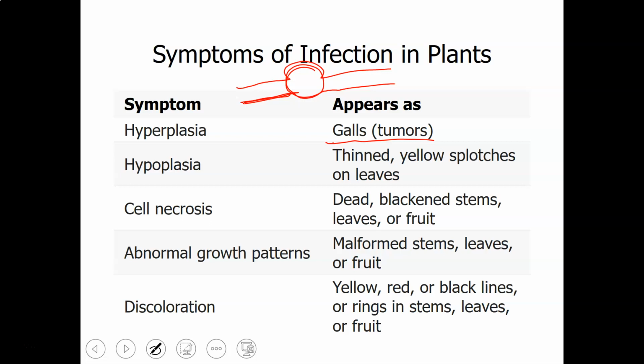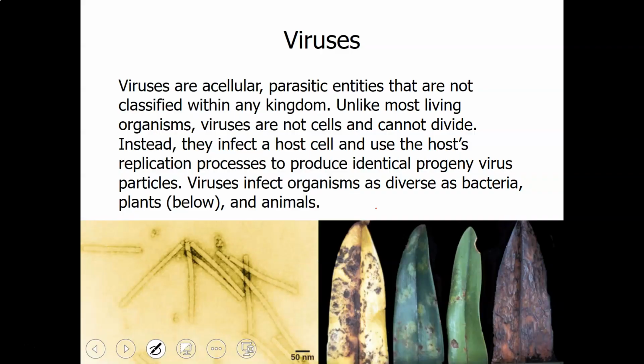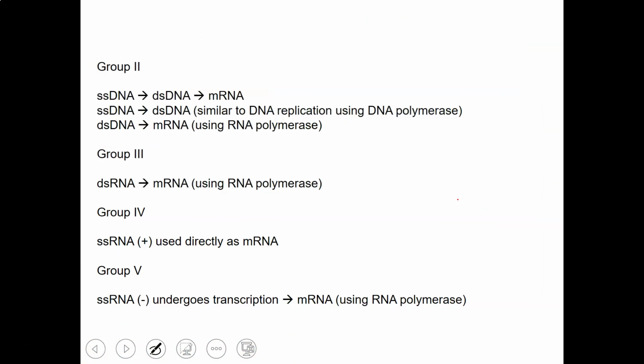So you can have thinned yellow splotches on leaves, and the leaves won't be as large, and cell necrosis means death. So that's where you see dead, blackened stems, blackened leaves, blackened fruit, abnormal growth patterns like malformed stems, leaves, or fruit, and then discoloration. We saw some of all of that in the very first picture. Remember the very first picture? We saw some of all of these symptoms in the orchid leaf that was infected by the TMV, the tobacco mosaic virus.